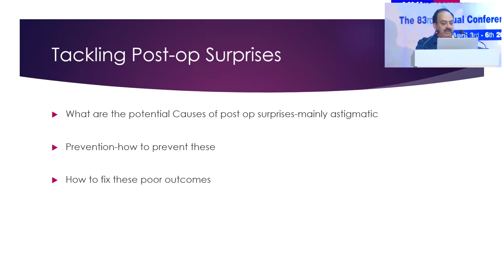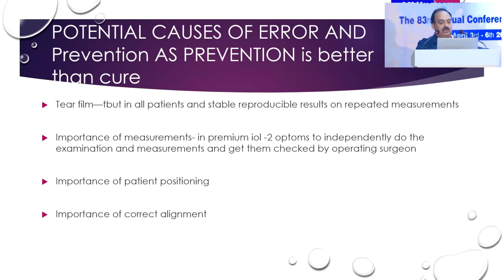So how to prevent these and how to fix these poor outcomes? Prevention is always better than cure. So tear film, I am again and again emphasizing the tear film. To optimize the toric IOL outcomes, we have to optimize the ocular surface. And the importance of measurements in premium IOL. In our center, two optometrists take independent readings, and then we match those readings, and accordingly we go.